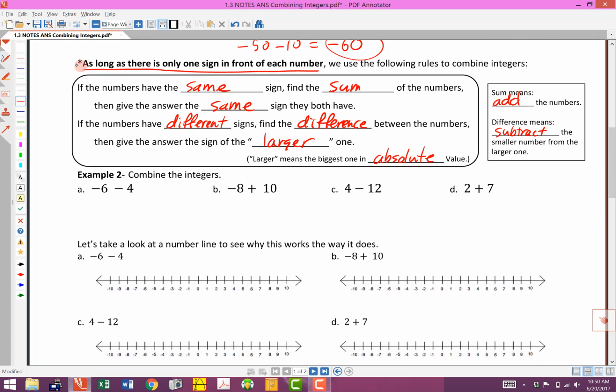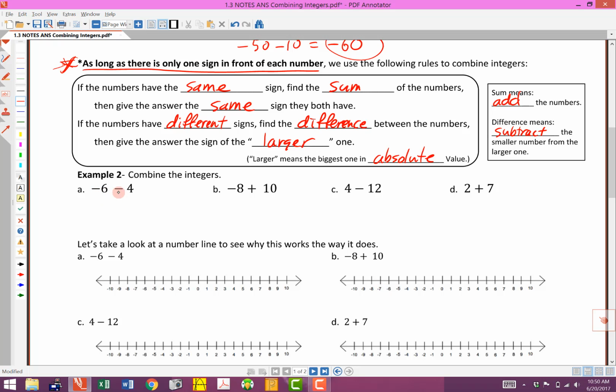So here's how we apply these rules. You'll notice that the first thing's taken care of. We've only got one sign in front of each number, and that is true for each one of these examples. So we're going to go through each one of these examples, and then I'm going to show you on a number line how you can hopefully make sense of this as well.